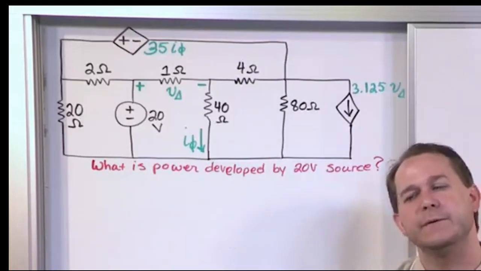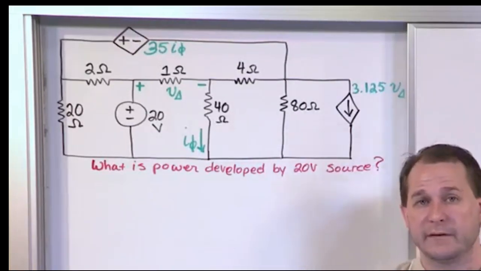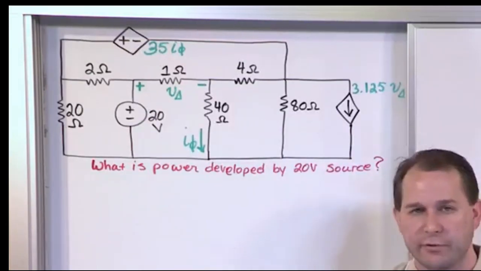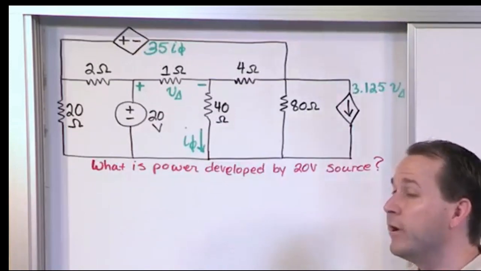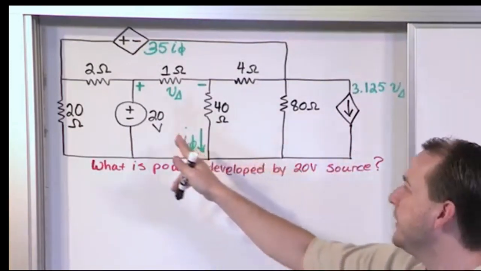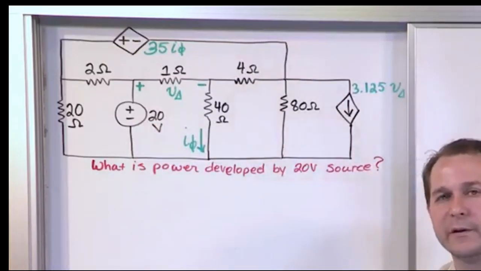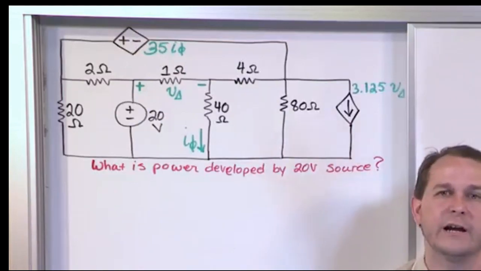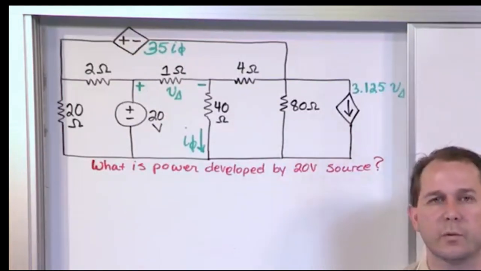So if you think you've really understood everything up to this point in the course, I encourage you, pause the video right now and just try to work this problem on your paper and then see if you can get the right answer. So we're trying to find what is the power developed by the 20 volt source. What's the power developed by the 20 volt source? And we're going to use the node voltage method to get there. So give it a shot if you want. Go ahead and pause the video, try to work the problem out.